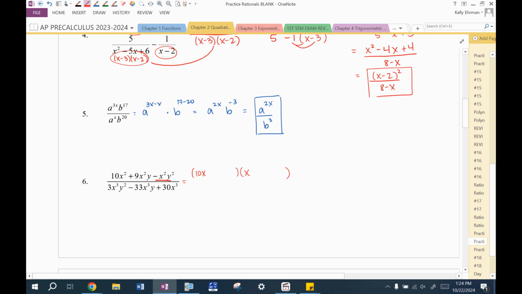Excuse me. You have to break things up evenly. So the only way to break up x squared y squared is xy, xy. Just like the only way to break up x squared is x and x, right? So this is xy, xy. We're trying to get plus 9.